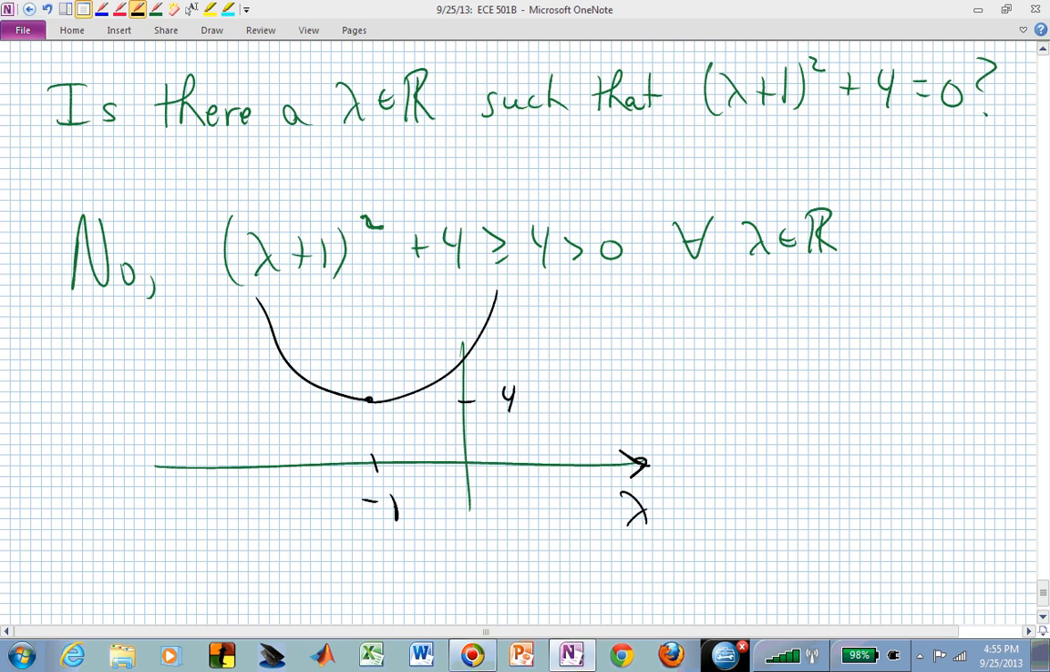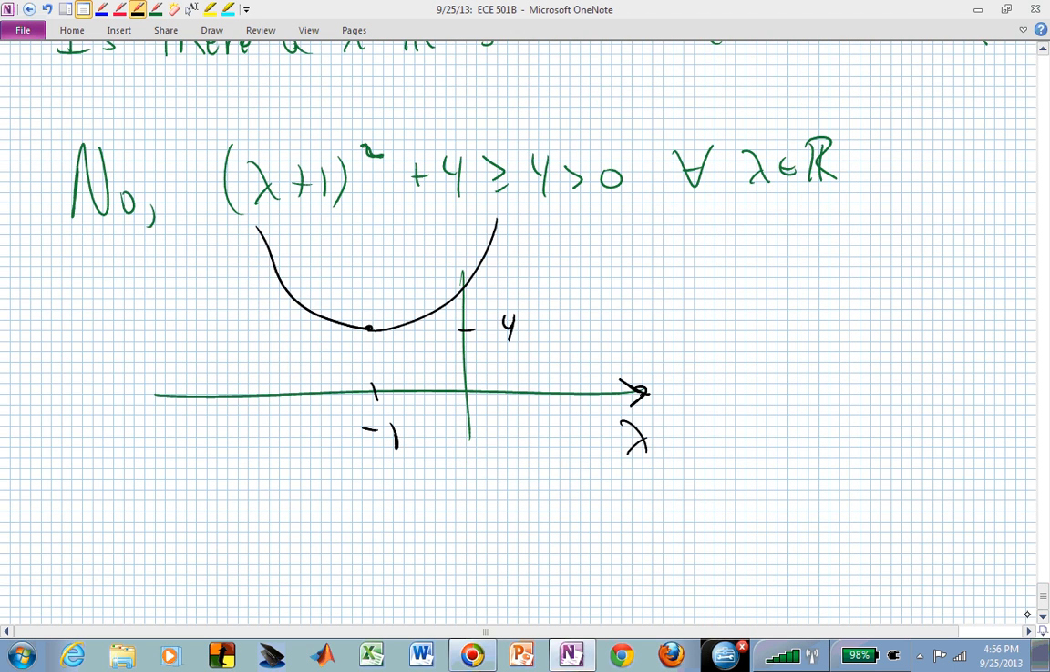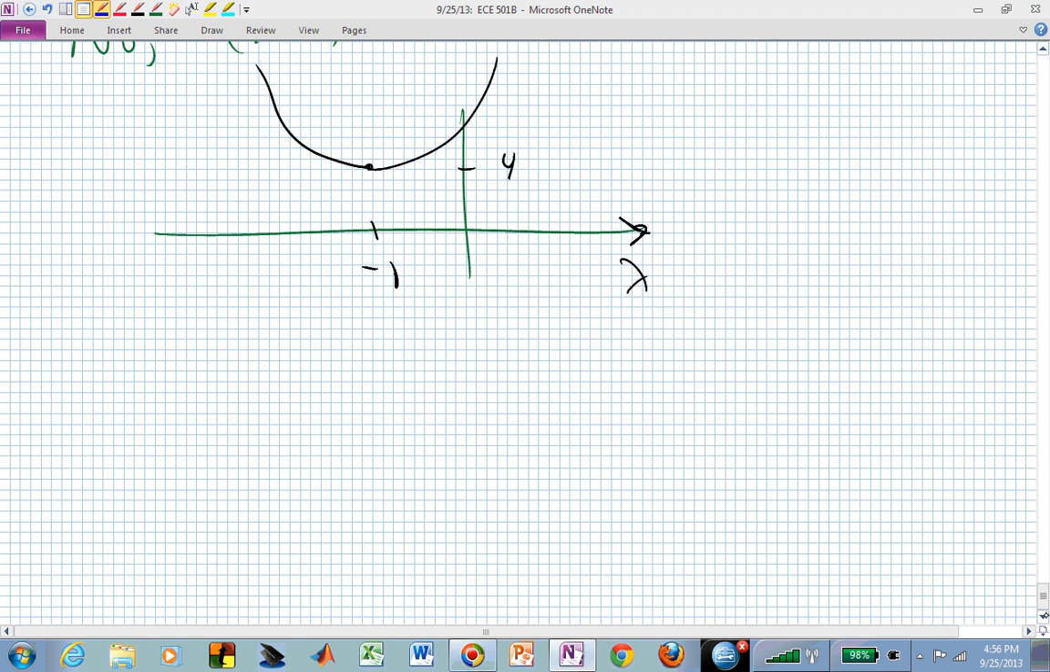If we looked at it, there's no real value of lambda that causes this function to equal 0. So I could have had a couple of real roots or no roots for this quadratic. In this case, I didn't have any, did I? Well, what are the roots of that? How come this is not working the way the last examples worked?